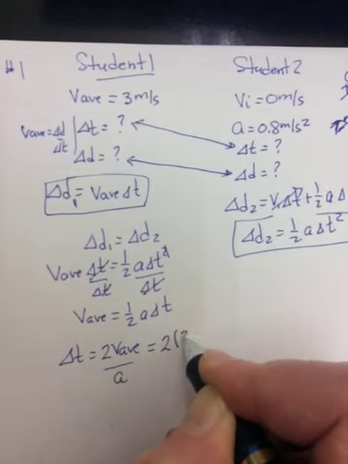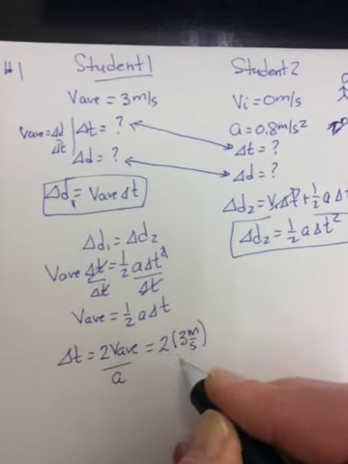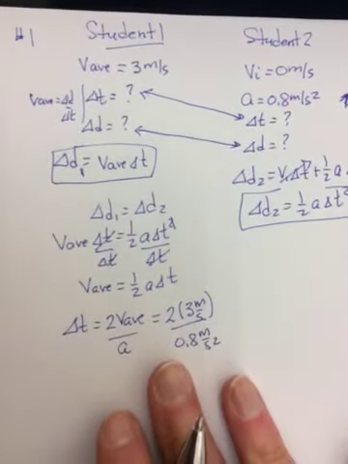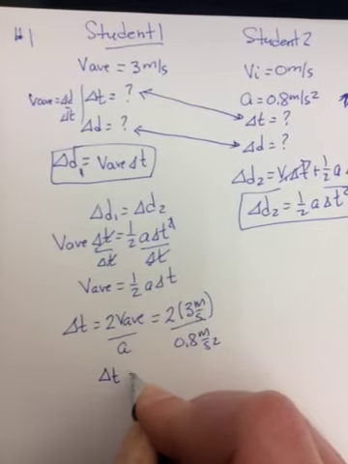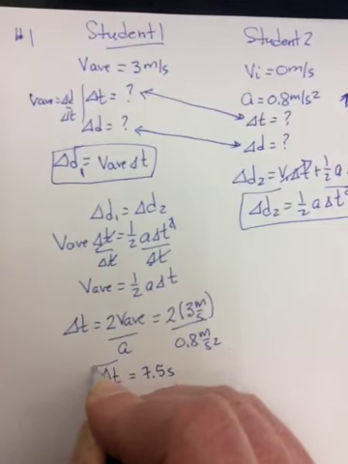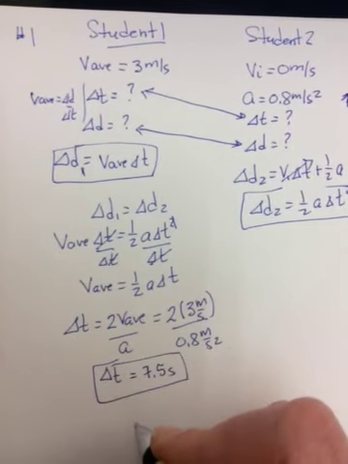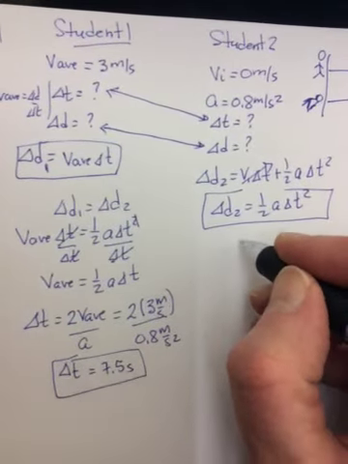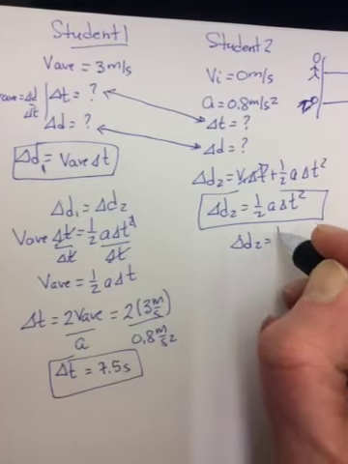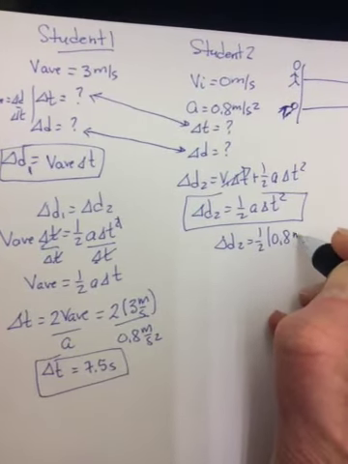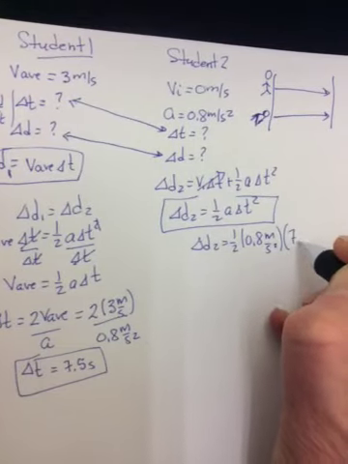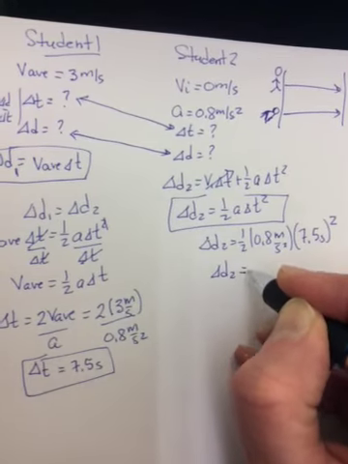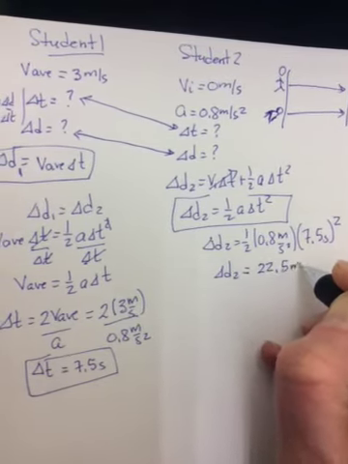So 2 times 3 meters per second, that'll be 6, divided by 0.8 meters per second squared. And when you do this, you should get a time of 7.5 seconds. Okay, that's the first part of the question. Then it says, how far have they traveled? So now you take the time and fill it in for both of them. So D2 will equal 1/2 times 0.8 meters per second squared times 7.5 seconds squared. And when you do this, you get a D2 of 22.5 meters.